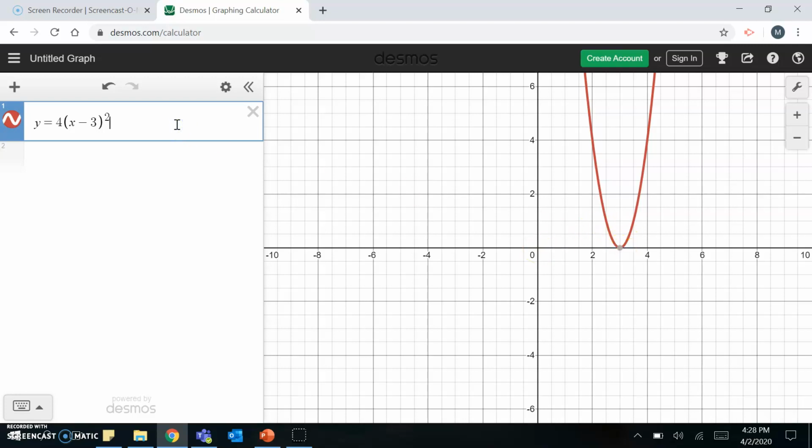And then if we add 2 onto the end, the graph now shifts up 2. It moves up 2 spaces. Okay, so we have a parabola that's facing upward, opens upwards, and it's skinnier because the number 4 is a bigger number. And the vertex is at positive 3, positive 2.